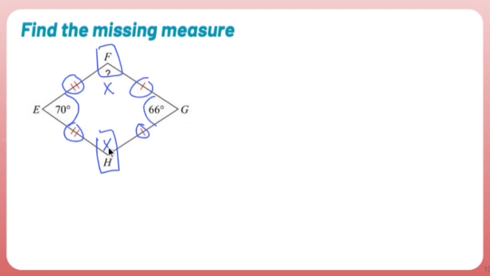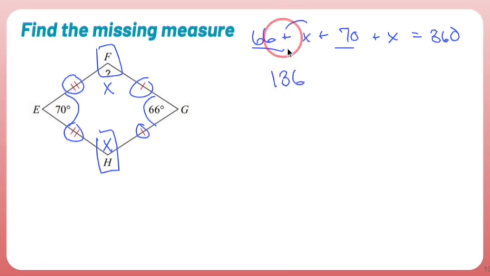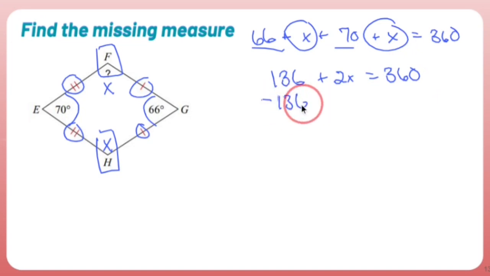So 66 plus x plus 70 plus x is 360. So let's set that up. 66 plus x plus 70 plus x is 360 degrees. Combine like terms, 66 plus 70 is 136. X plus x is two of them, so 2x. And now I have myself a regular old two-step equation. If we subtract 136 from both sides, 2x is going to equal 224.